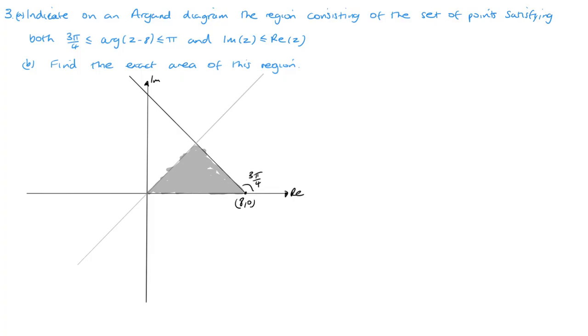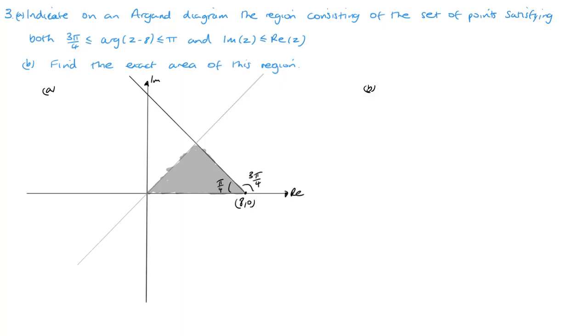This triangle here. Okay, so that's that one. Now let's move on to find the exact area of this region. So this is pi by 4.